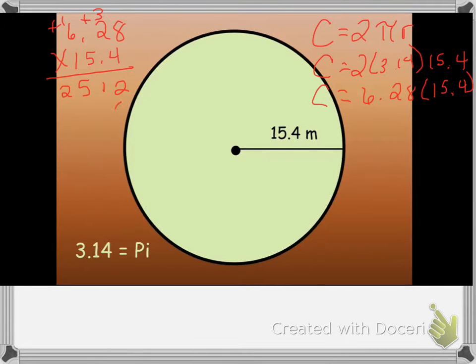I almost added them there. 1 0 placeholder. 5 times 8 is 40. 5 times 2 is 10, plus 4 is 14.